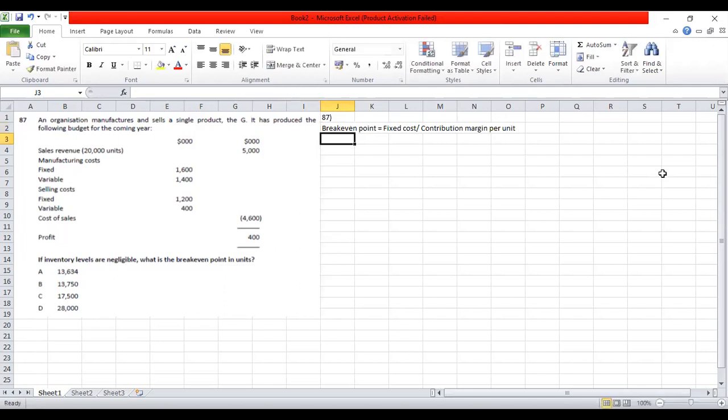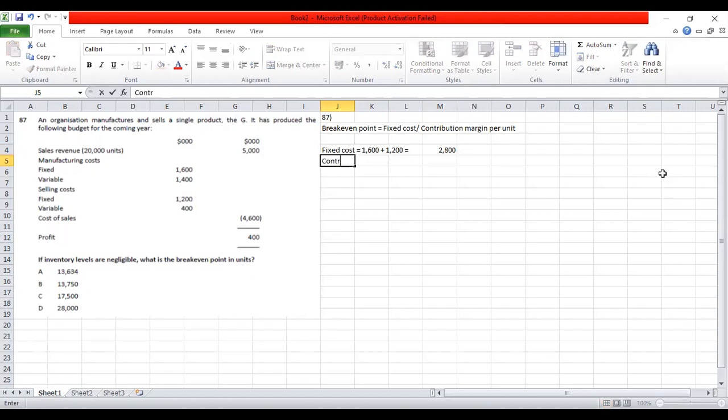We need to know two variables. One is fixed cost and one is contribution margin per unit. If we take fixed cost, there are two components: one is fixed cost under manufacturing and one under selling cost. So let's add them up. Fixed manufacturing cost is 1,600 plus fixed selling cost is 1,200. So add them up, 2,800.